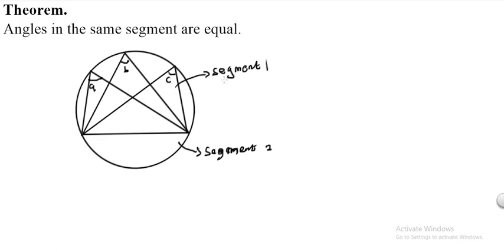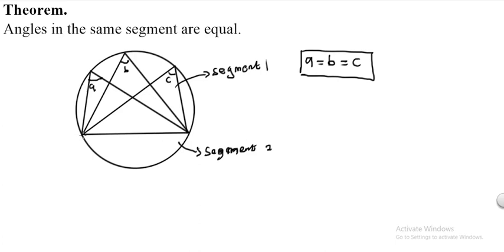But notice one thing, all of them are in the same segment. If you were to take a protractor and measure the angles here, we'd find out that angle A would be equal to angle B, would be equal to angle C. The reason is that they are in the same segment. So this passes on the idea that angles in the same segment are equal.